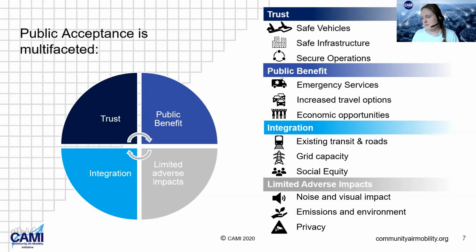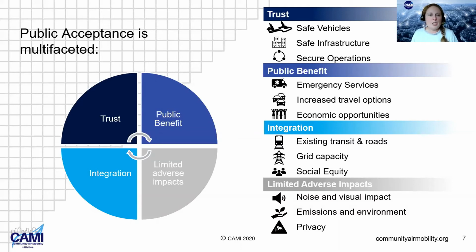And then limited adverse impacts is an interesting one because these things are going to have some sort of negative impact. It's unavoidable to operate in the world around you and not have people notice that you're operating there. So there's going to be some level of noise. You're going to be able to see them. However the power is being generated, there's a potential for some environmental impact there. And there are privacy concerns. People are concerned about things flying over their neighborhoods and their houses.